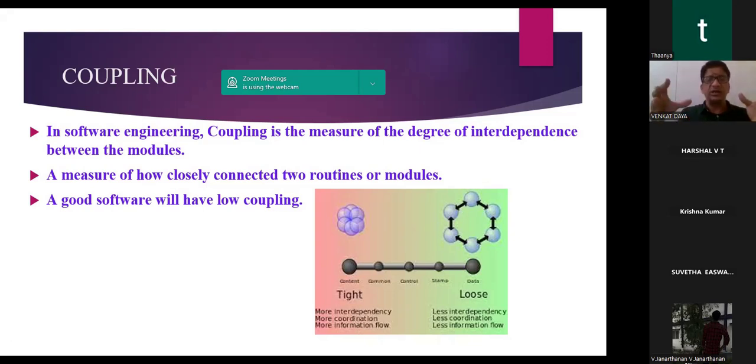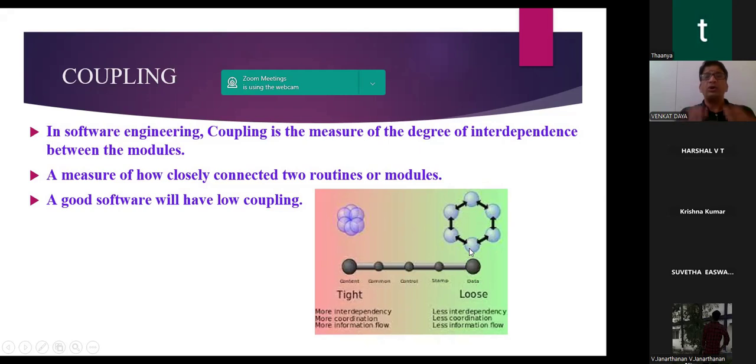In general, if it is a good software, if it's going to be designed nicely, it should have low coupling. We don't want high dependencies between the modules. Suppose this is called very tight coupling. So this is a sort of loose coupling, where this module will give an input and this module will give the input and output.